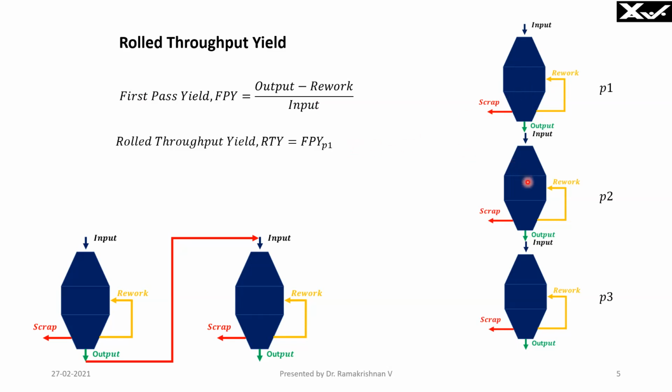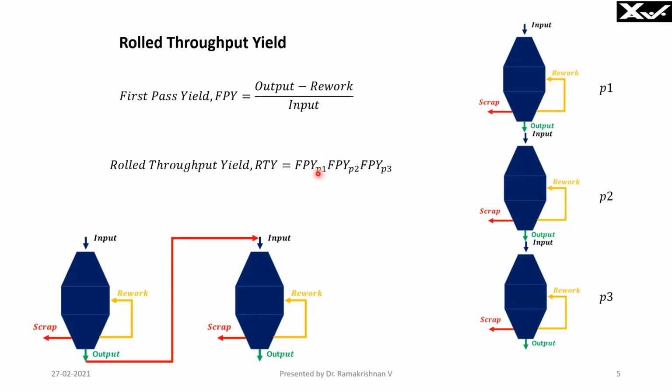And for the second step, we are multiplying this by the second step first pass yield, right? Then for the third step, we multiply the first pass yield of process 1 with process 2 and with process 3. So for 4 processes, it is a product of the first pass yield for process step 1 multiplied by the first pass yield of process step 2, multiplied by the first pass yield of process step 3, multiplied by the first pass yield of process step 4.